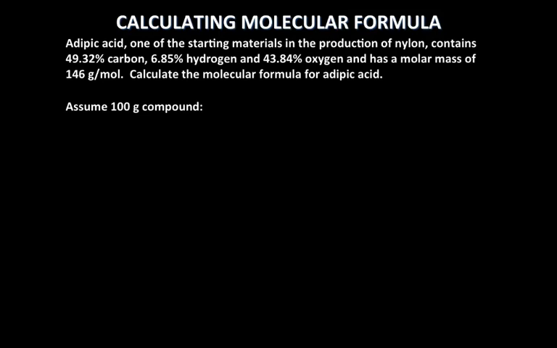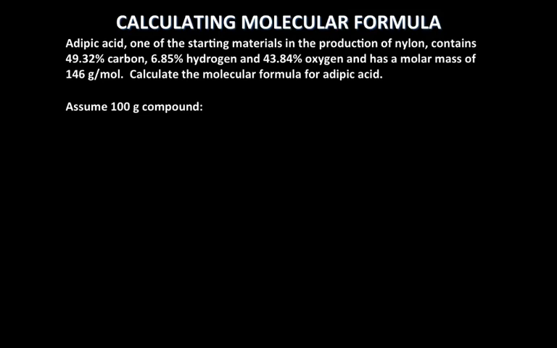And in this problem, we have all the percentages that we have from empirical formula. Adipic acid is 49.32% carbon, 6.85% hydrogen, and 43.84% oxygen. And the molar mass is 176 grams per mole. And from those two pieces of information, we can get at the molecular formula. So just as we did with empirical formula, we're going to assume that we have 100 grams of compound.